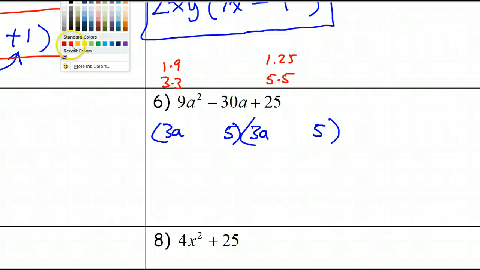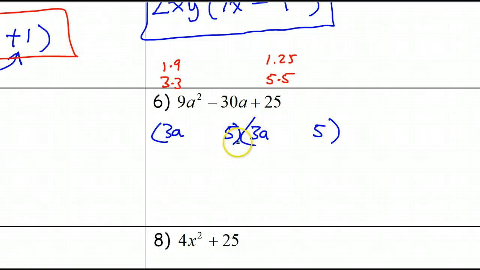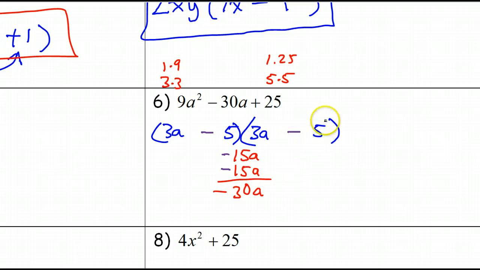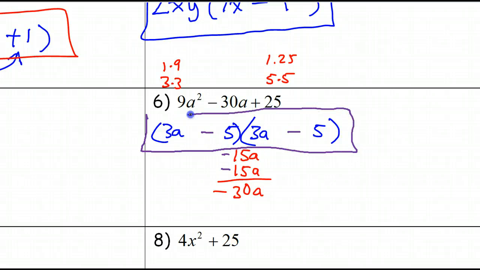Now, inner, we have 15a. Outer, we have 15a. We are trying to get negative 30a. That's doable. It can make negative 30 if both of these were negative. So that would make negative and negative. Does that give us positive 25? Well, yeah, because a negative times a negative is a positive. So that means this is in fact fully factored.